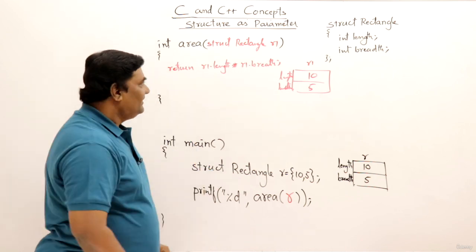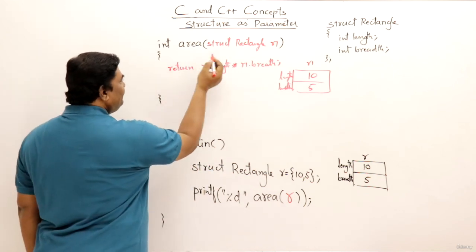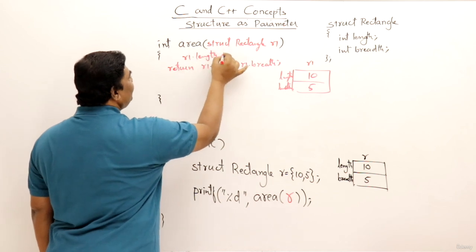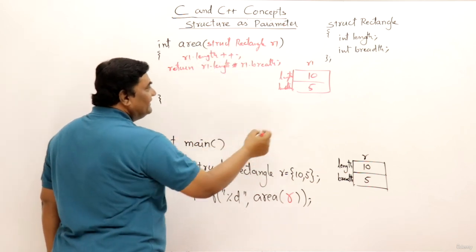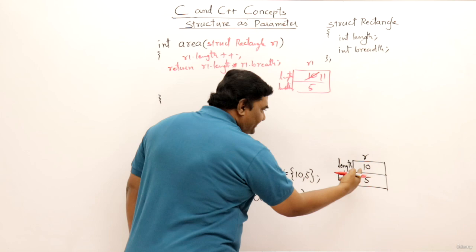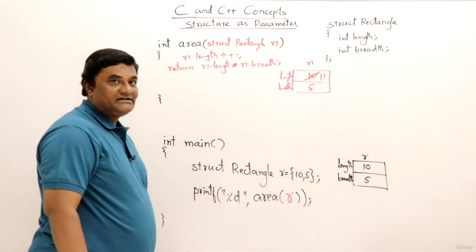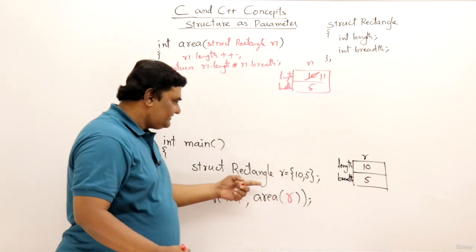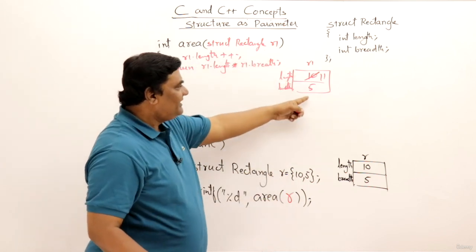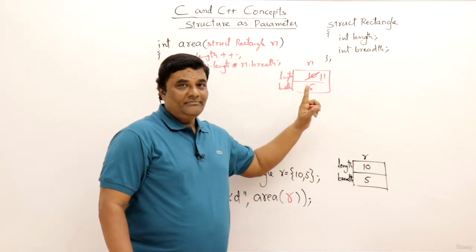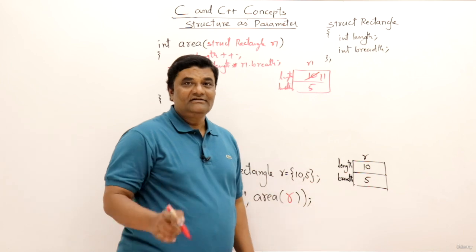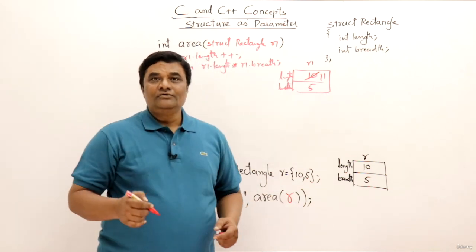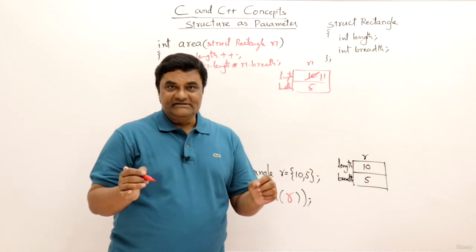Now one thing, inside this one, if I make any changes, if I say R1 dot length plus, if I modify length before returning, so this becomes 11. So will it change this one? No, it will not change that one. It is called by value. So the actual parameter will not be modified. This is the actual parameter and this is the formal parameter. If you are making changes to the formal, it will not affect the actual, right? This is one thing. Now next I will show you call by reference.